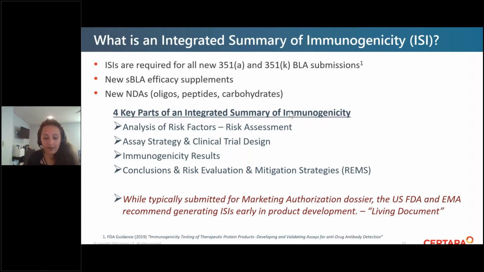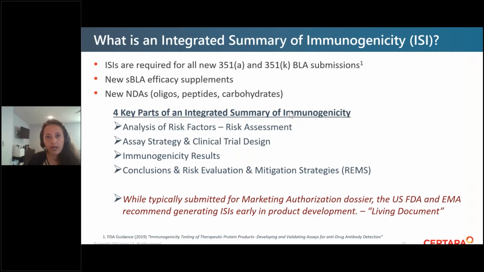So what is an ISI? Basically, an ISI is the place where you put all your immunogenicity data. Throughout the eCTD, you'll have different places where you'll be detailing your immunogenicity summaries, but the ISI is where you put everything, and they're required. They have 4 key parts: your analysis of your risk factors, your assay strategy, clinical trial design, your results, and then your REMS and conclusions.